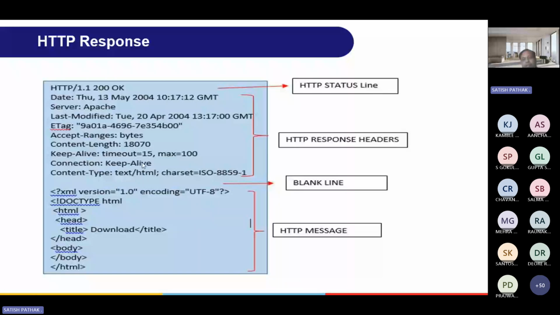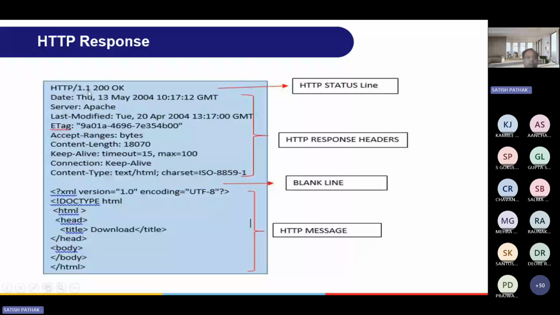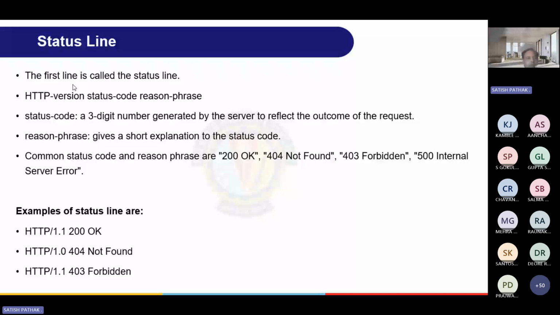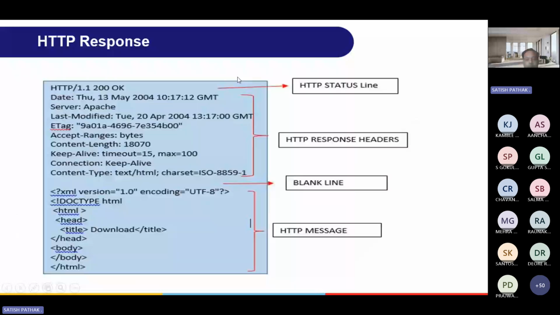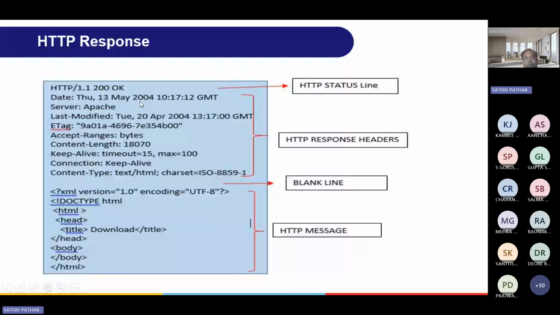The first line is called the status line. It contains the HTTP version, status code, and reason phrase. HTTP/1.1 200 OK means we got the right web server. The status code is a 3-digit number generated by a server to reflect the outcome of the request, like this one, 200. The reason phrase gives a short explanation of the status code. So OK is the reason phrase here, and it means they found the domain and everything.